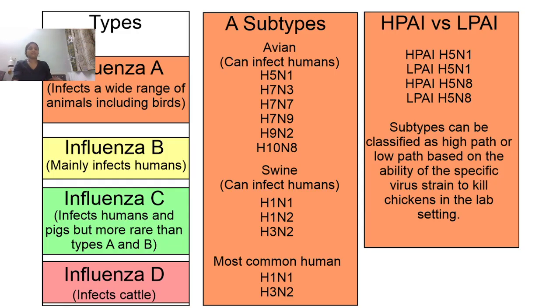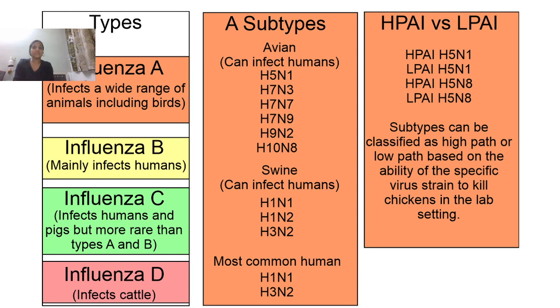So you can understand it can create a number of strains. Influenza B mainly infects humans. Influenza C also infects humans and pigs, but it is more rare than types A and B. It will only cause some mild disease. And influenza D is not at all human. It infects only cattle. There are subtypes in case of A, like avian influenza, which can also infect humans.